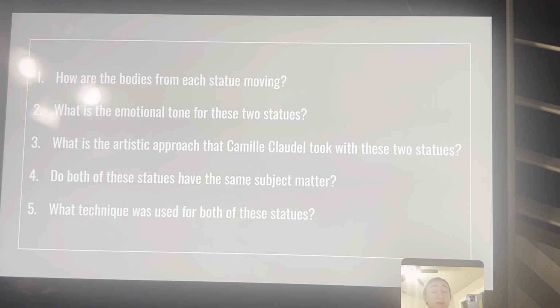As for the last one, we already know that the Waltz was a cast sculpture. But what do we know about the Revolt Against Nature? Was it sculpted? Was it cast? And for that today, that is my project.